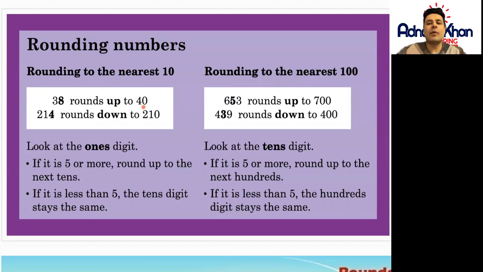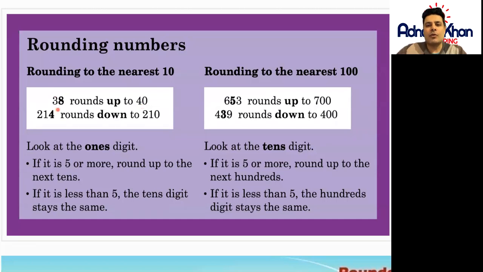The reason 38 rounds up to 40 is because the number that's exactly between 30 and 40 is 35. So because 38 is slightly more than 35 and is closer to 40, we will round 38 up to 40. So this is, mind you, rounding to the nearest 10.